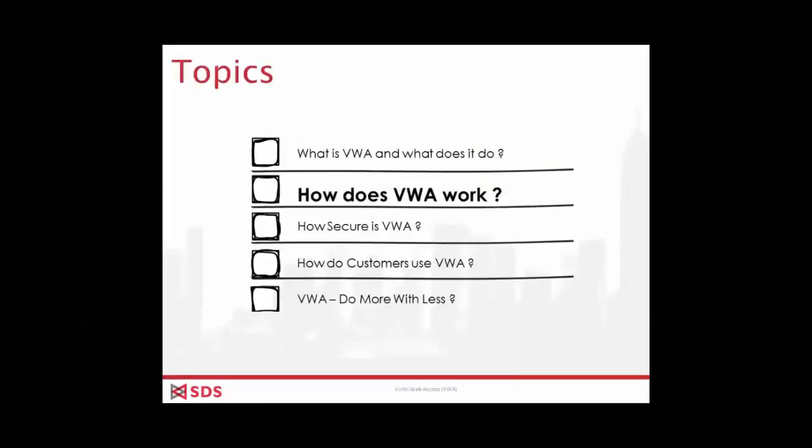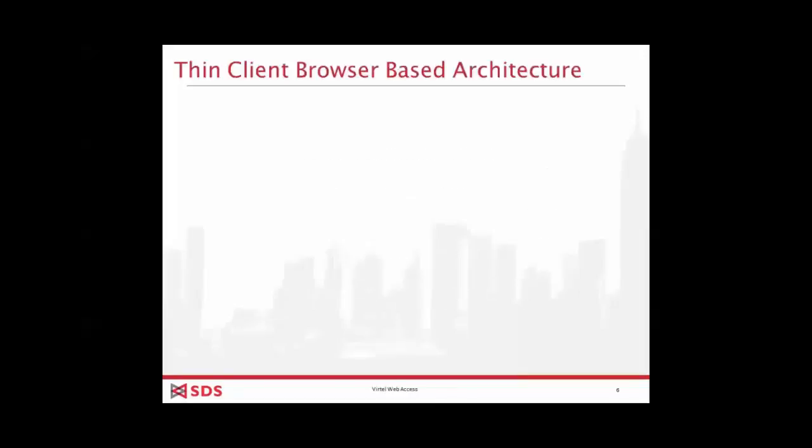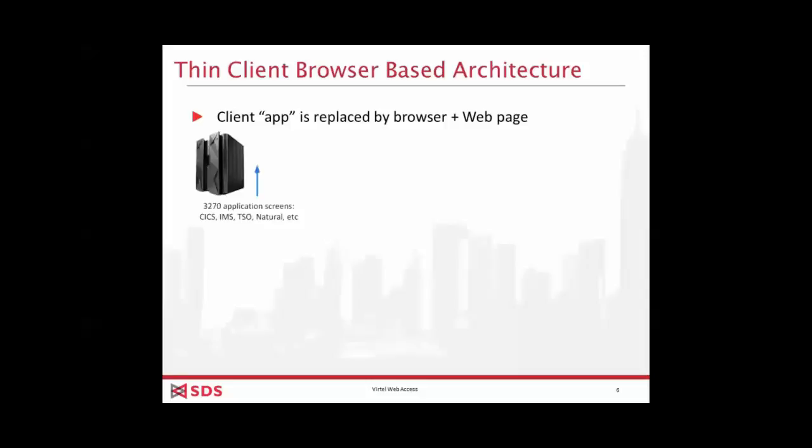Let's expand the discussion a little bit more and talk about how Virtel Web Access works. Virtel Web Access relies on a thin client browser-based architecture, which means that the 3270 emulation program or client app is replaced by the web browser to which Virtel serves as an HTML JavaScript web page. 3270 application screens, such as those of CICS, IMS, and other 3270 applications, are served by Virtel as an HTML JavaScript web page with 3270 emulation ergonomics.